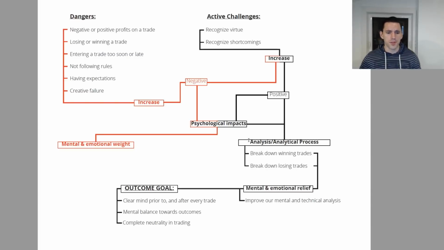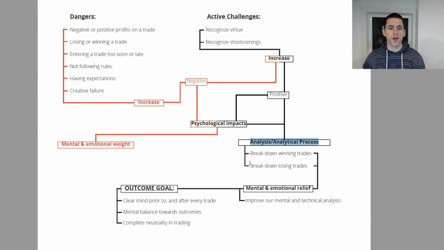Going down to the next part of this chart, what do we actually do to start? We've seen the active challenges, we've recognized the shortcomings, and we've recognized the virtue. We understand the dangers. What can we actually do that starts increasing our flow, and that makes it effective for us to start training our minds? That's where the analysis and analytical process comes in.